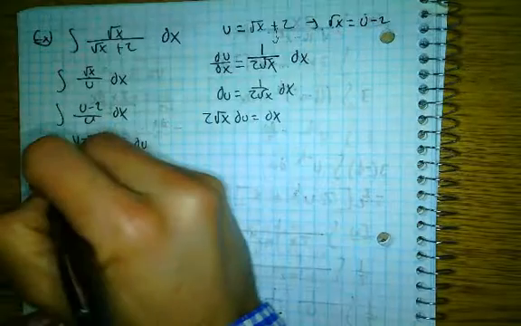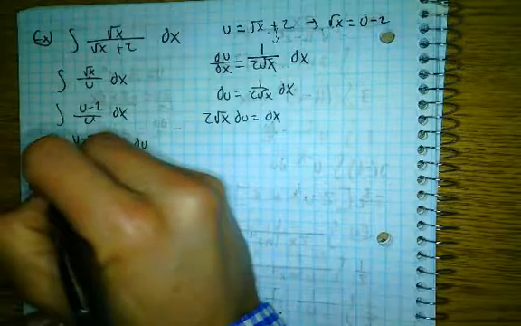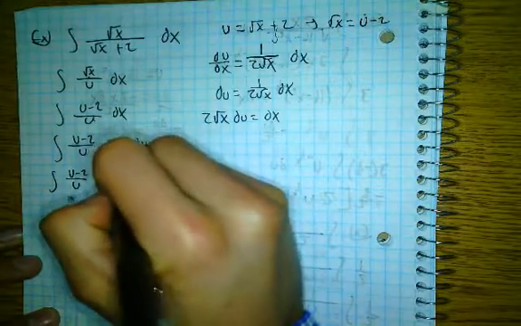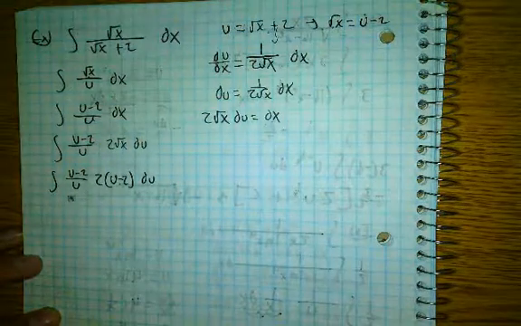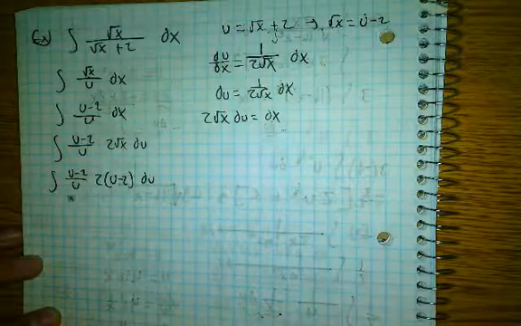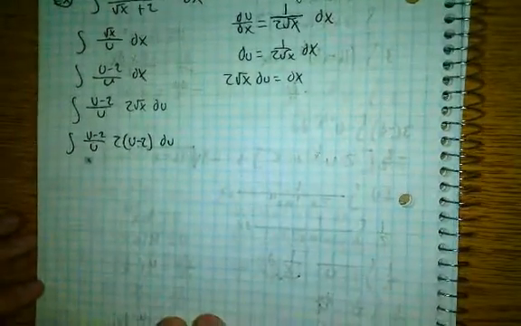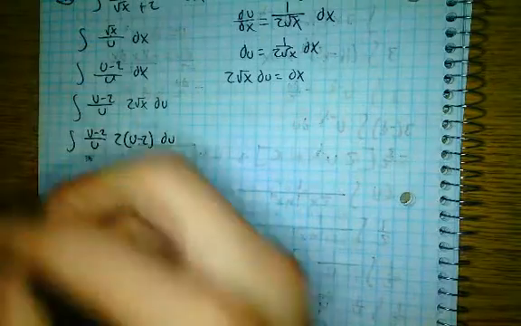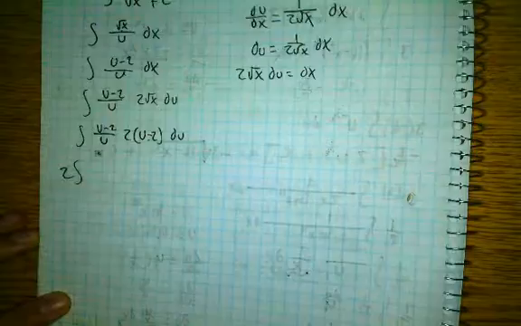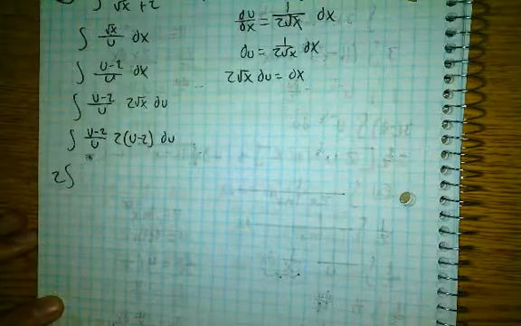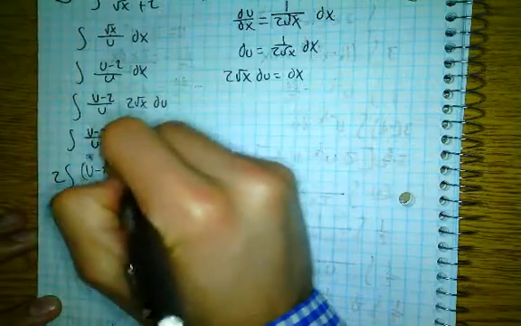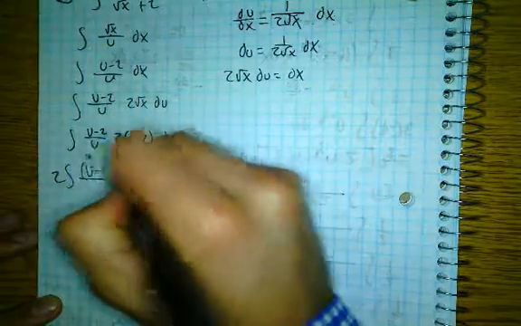Alright. This is starting to get algebra nasty. Agreed? So what if I rewrite this? I don't like that 2. Can I take it out? Right? So then what if I have u minus 2 times u minus 2 over u du. You guys agree? Okay. 2 integral of, this is the same thing as u minus 2 squared, right?